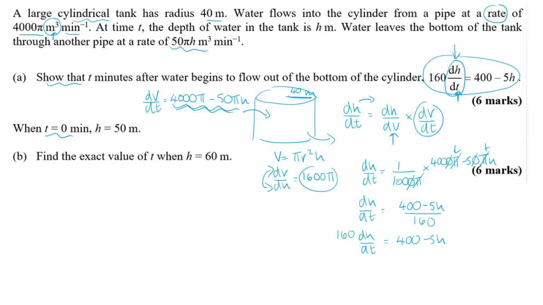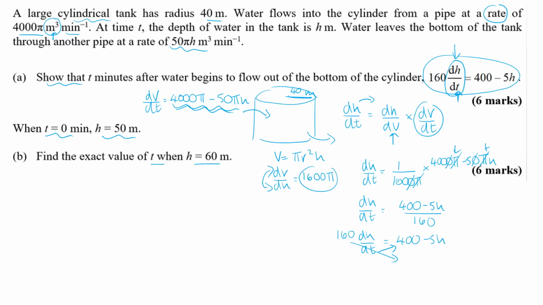When t is equal to 0, h is equal to 50, find the exact value of t when h is 60. So we've got a differential equation. Now we need to separate the variables and integrate because we want to get what h and t are. So if I cross multiply, put the dt up, I think I'll take the 160 down.